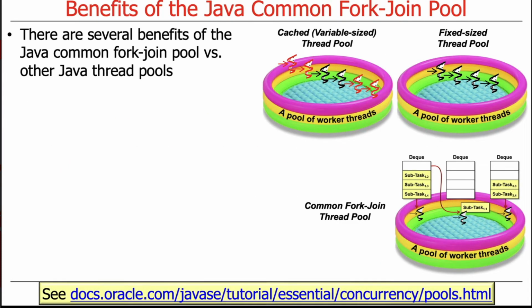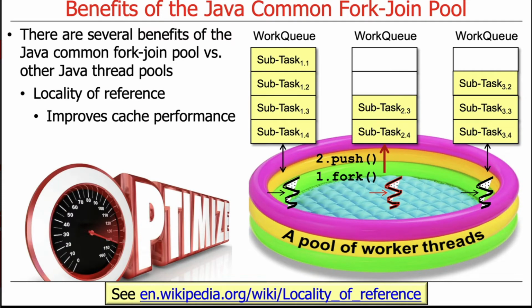The comparison and contrasting I'm going to be doing here is with other Java thread pools that you get out of the box. As you can see here, we have the common fork join pool, but then there's also the cached variable size thread pools, the fixed size thread pools, and of course the non-common fork join thread pools as well. So there's a number of different comparisons.